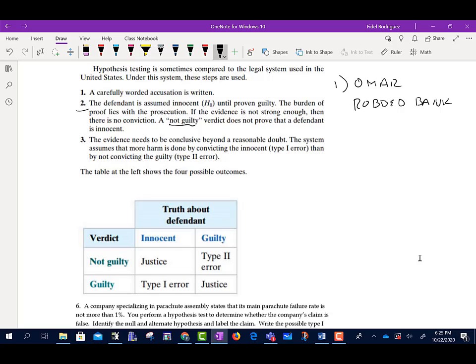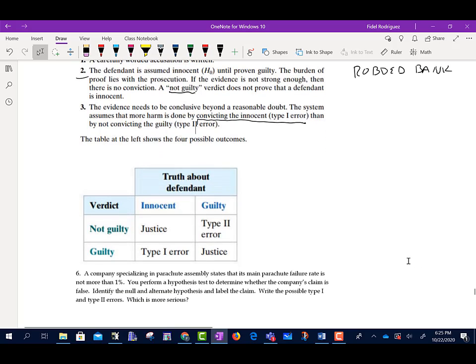Number three says the evidence needs to be conclusive beyond a reasonable doubt. The system assumes that more harm is done by convicting the innocent, which would be a type 1 error, than by not convicting the guilty, which would be a type 2 error.